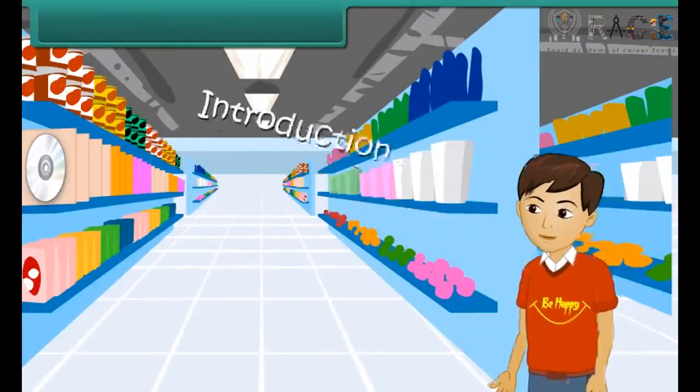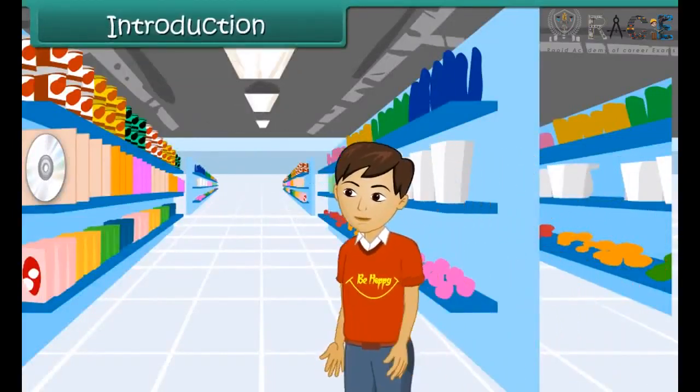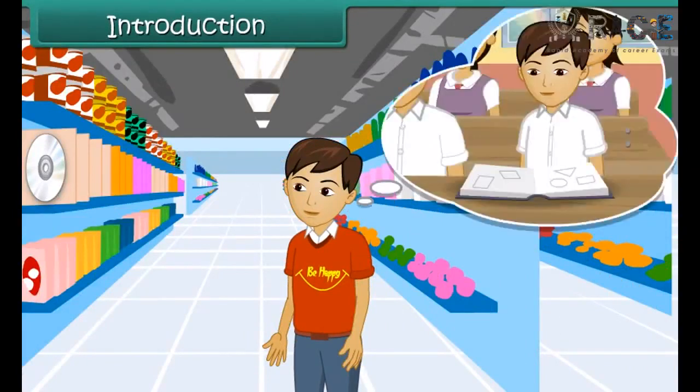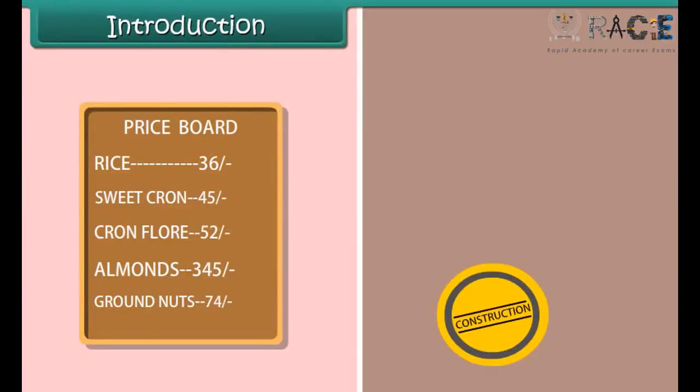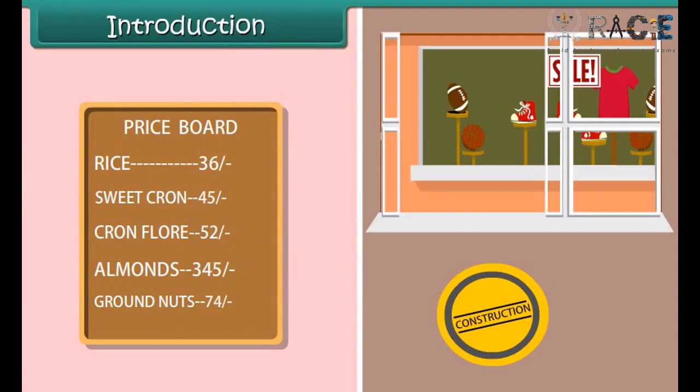Introduction. John was at a shopping mall. Today at school he had learnt about various shapes. He looked around and saw various shapes in the objects around him. Let us look at what he saw. He saw a rectangle billboard, a circle logo and a rectangle window. Come, let's learn more about shapes.